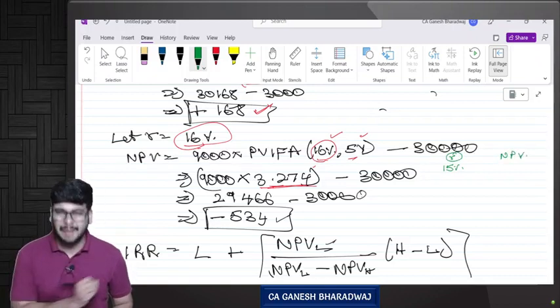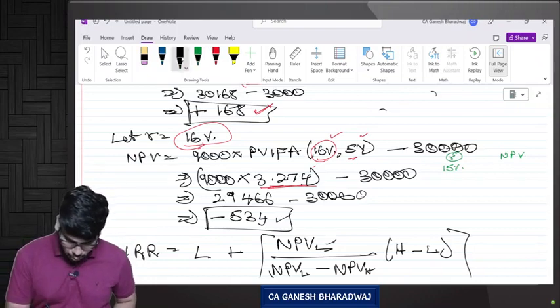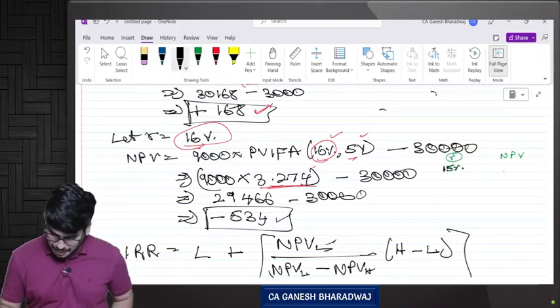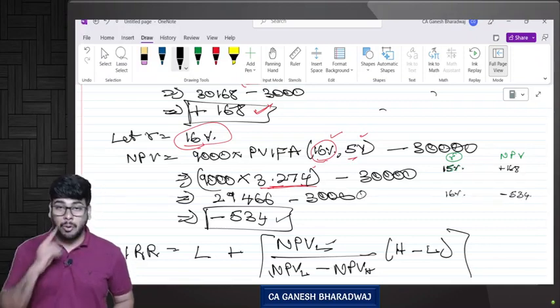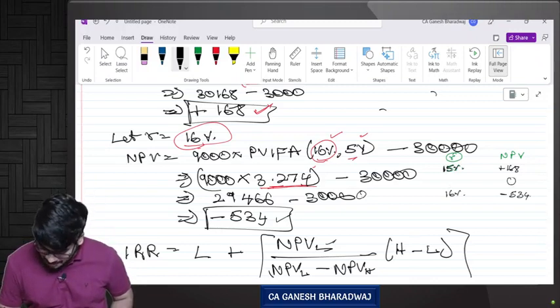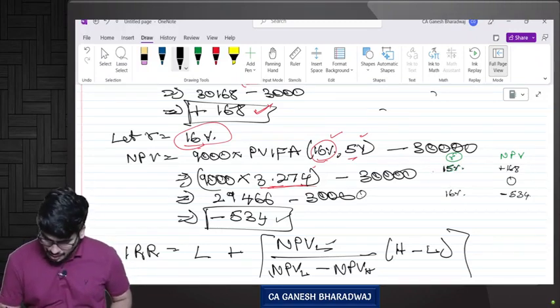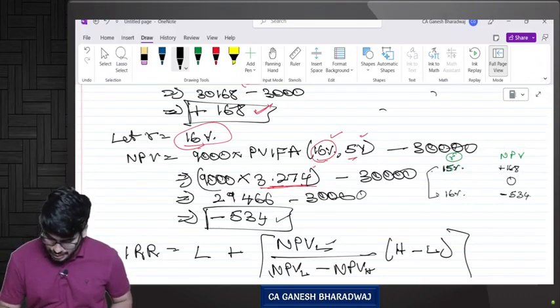Rate and NPV. I'm just writing it out roughly. At 15 percent, what is going to be our NPV? Positive 168. Yes. At 16 percent, what is our NPV? Minus 534. Now, I want to find the rate that makes my NPV equal to 0. Clear? So clearly my IRR lies between 15 percent and 16 percent.